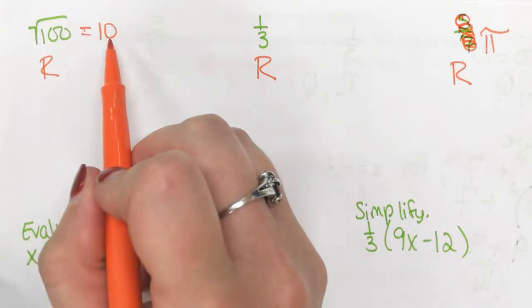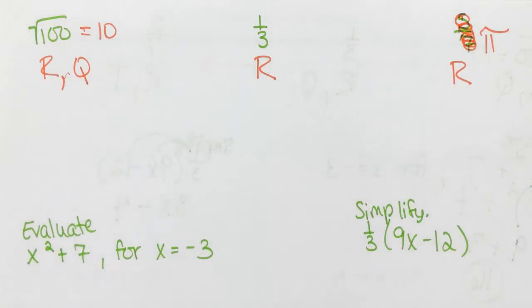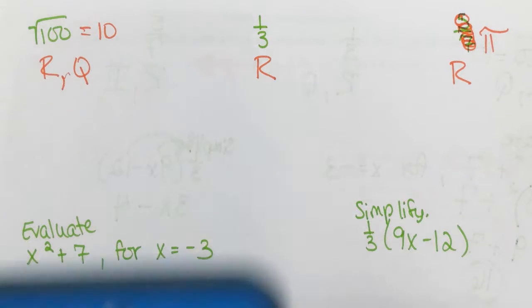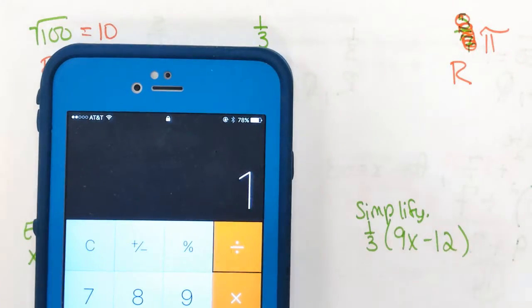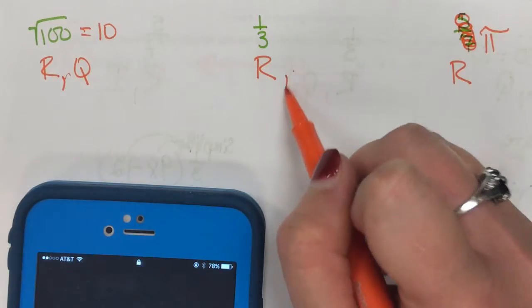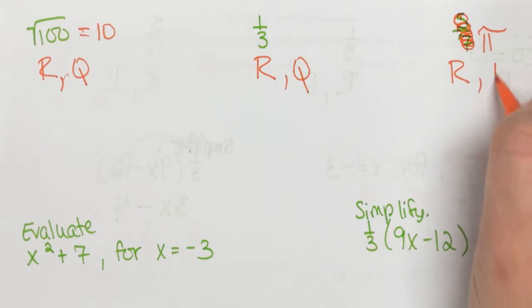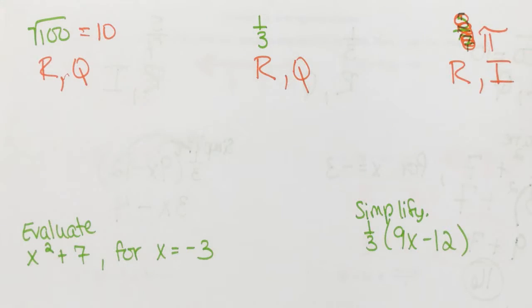So is 10 rational or irrational? There you go. What about 1/3? How'd you get that? It's a decimal. It's a repeating decimal, right? So if you do 1 divided by 3, you get a repeating decimal with a pattern. It's 3 all the way across. And what about pi? Because it's not the same numbers. There's no pattern to it. Okay, y'all good?